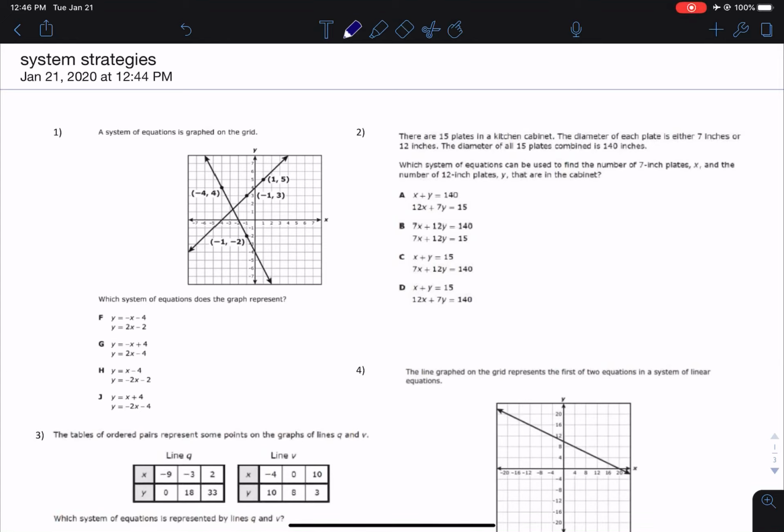Okay, so I'm going to show you some strategies today that you can use on the next class when we take your test. So if you have multiple choice questions with the systems, you don't always have to do all of the work that we did with everything else.